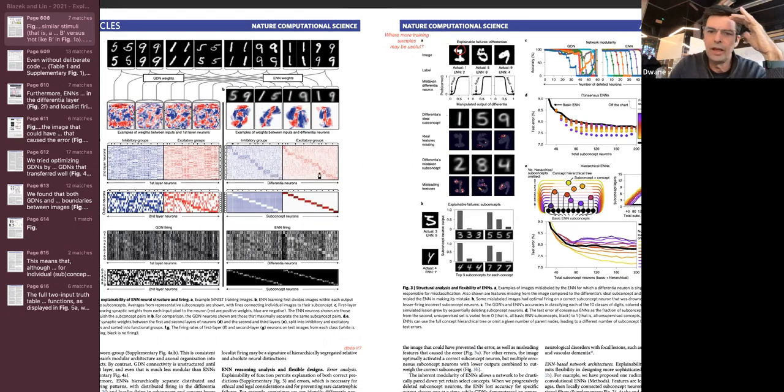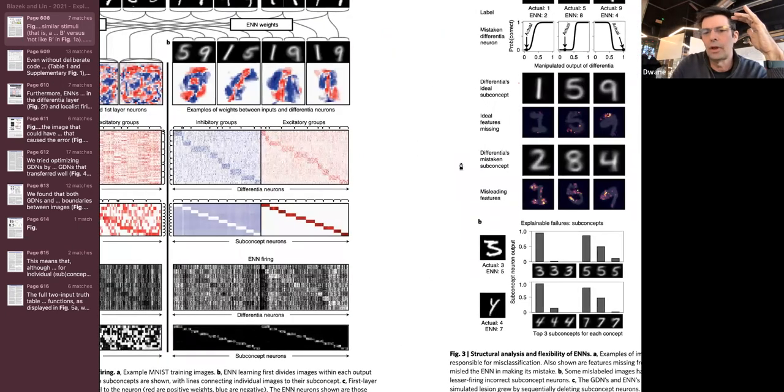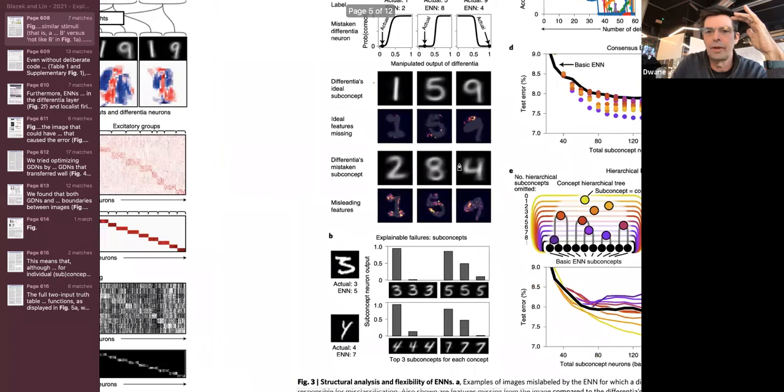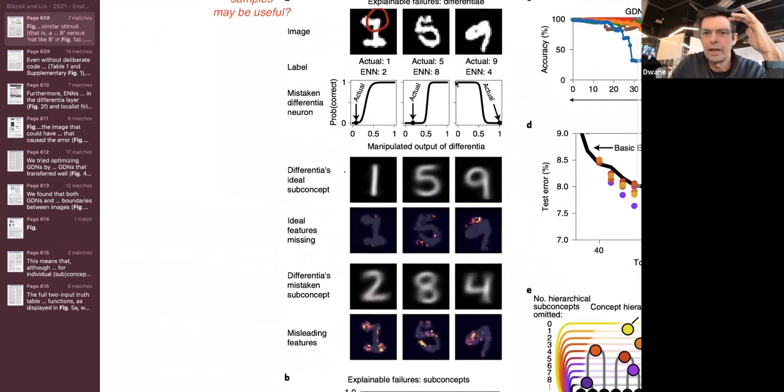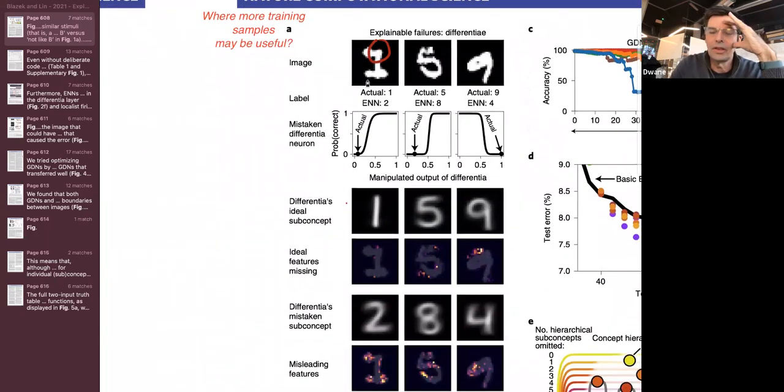So I liked that. They then start looking at a failure case. So this top figure here. Scroll it down. I hope people can see that okay. So failure case. This is the input image of a 1.